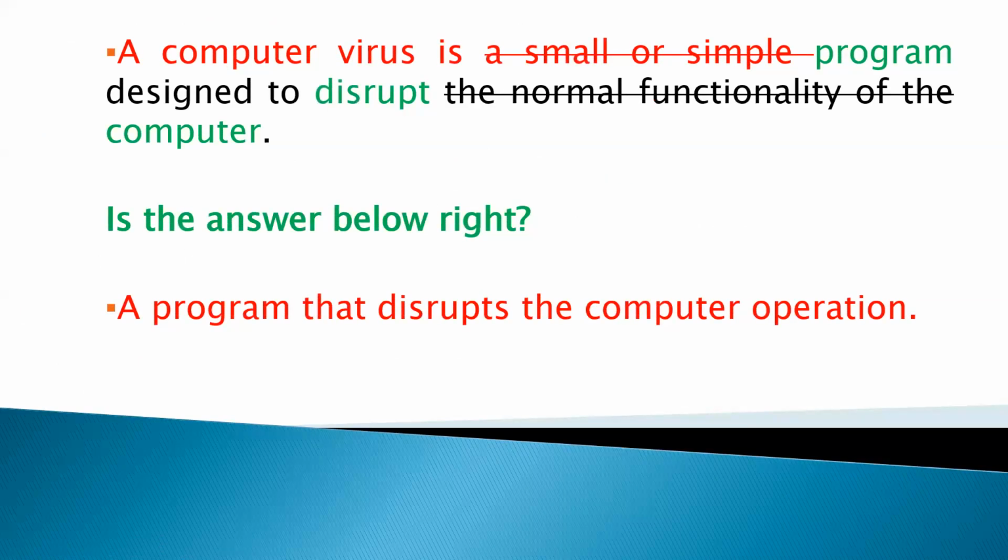The other person said, a computer virus is a small or simple program designed to disrupt the normal functionality of a computer. And another one just said, a computer virus is a program that disrupts the computer operations. The second person is also right, because a virus is a program that disrupts the computer operation. There is a way we expect the computer to operate. So if there is that program which disorganizes the normal functionality, then we call it a virus.